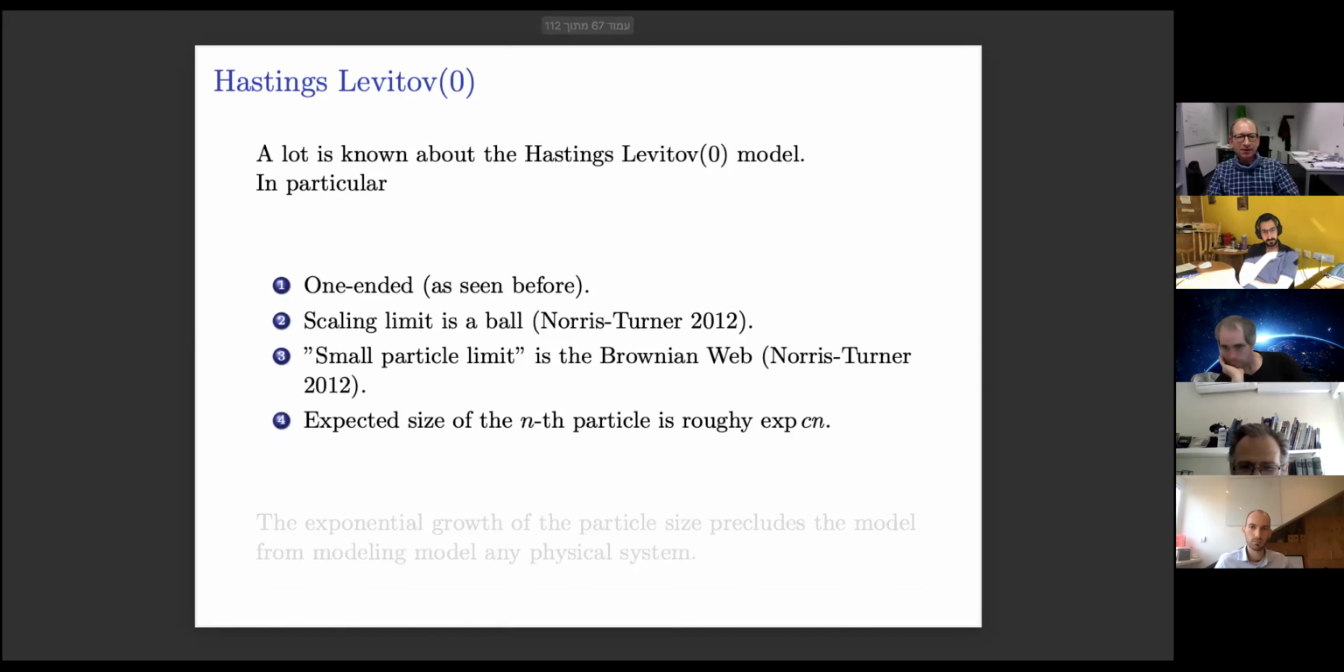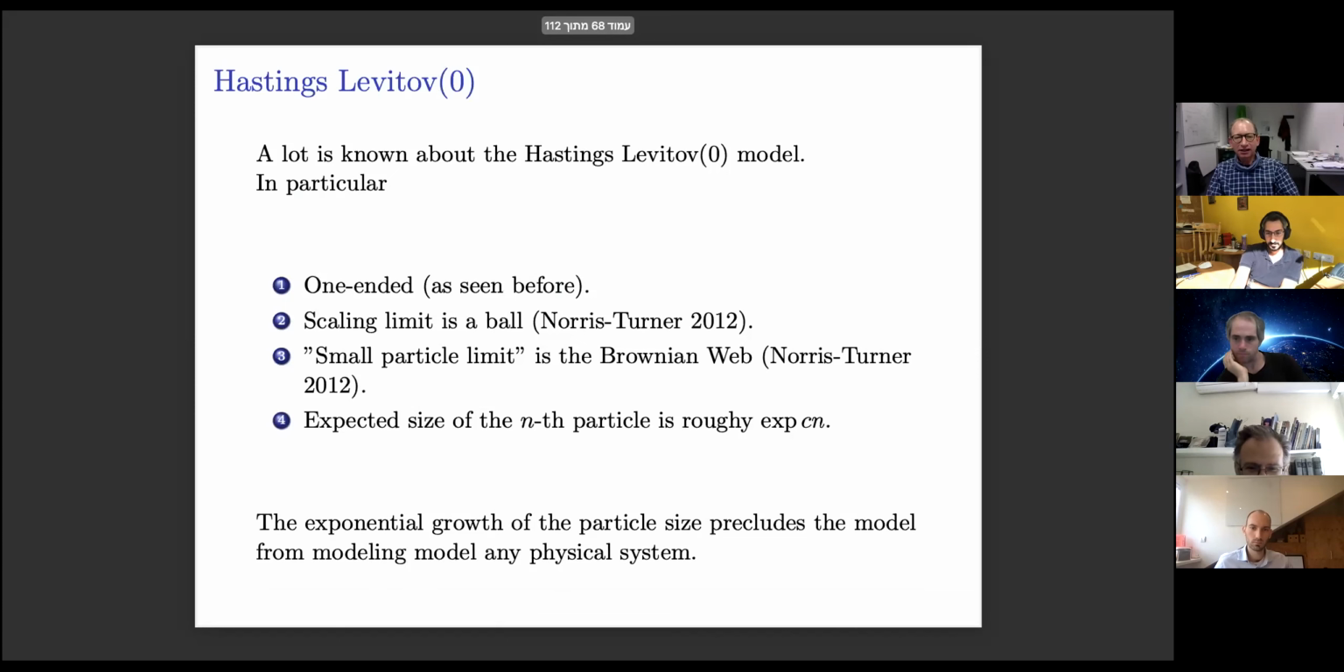So the expected size of the nth particle grows exponentially, which means that it's a nice model to work on, and there's actually beautiful mathematics on it, way beyond what I've written here. But it's not a physical model. There's no physical system of aggregation where the particles grow exponentially.